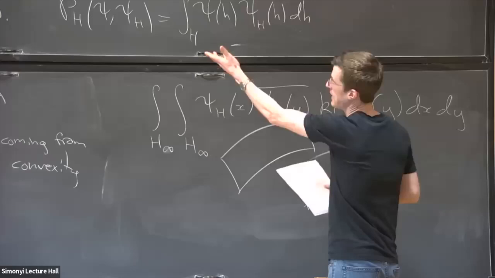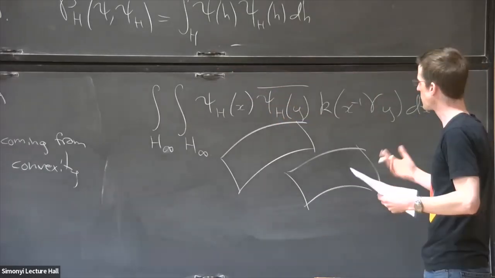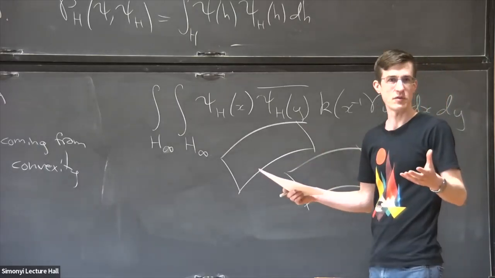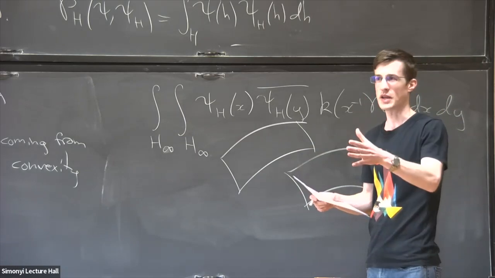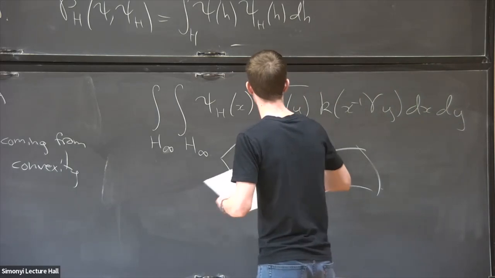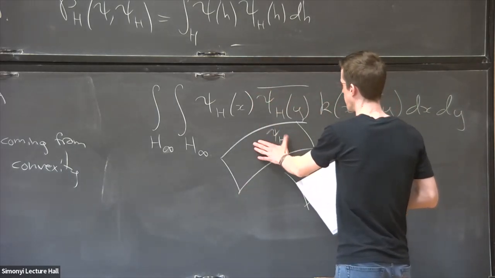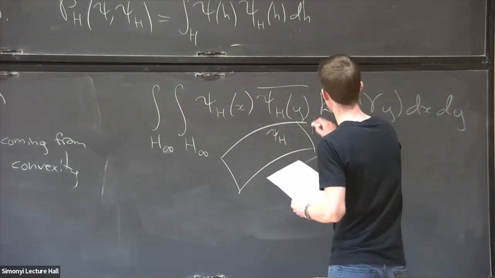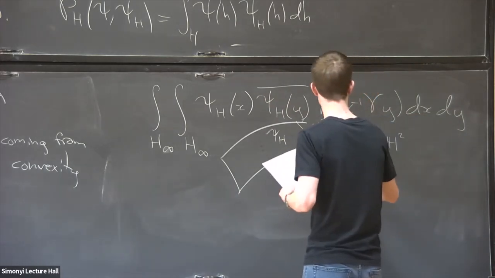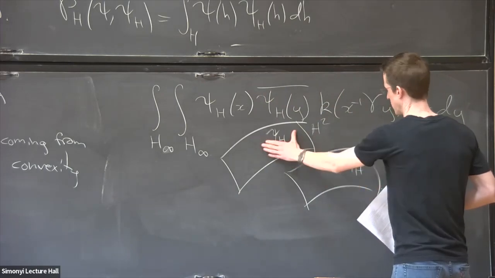In the case where n equals 3, drawing a picture of this would look as follows. I've got this ambient hyperbolic 3-manifold. I have a hyperbolic plane inside there. I've got an eigenfunction psi_H on that hyperbolic surface. I've got a translate of that. This is H_2, this is gamma applied to H_2, and I've translated psi, picked it up and moved it over to here.